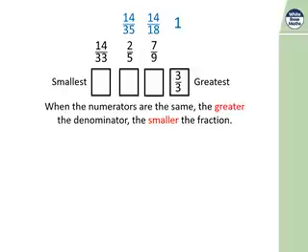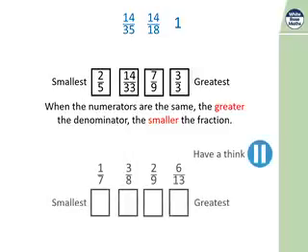And then we can use our numerator rule to put the other 3 fractions in place. 2/5, then 14/33rds, and 7/9. Have a think about using the common numerator rule to order those fractions.